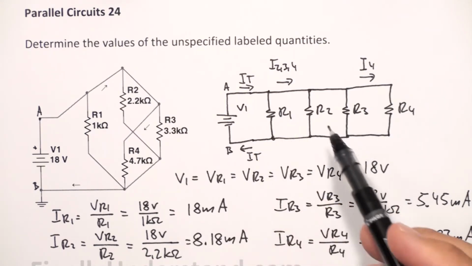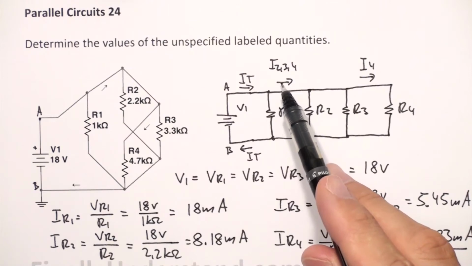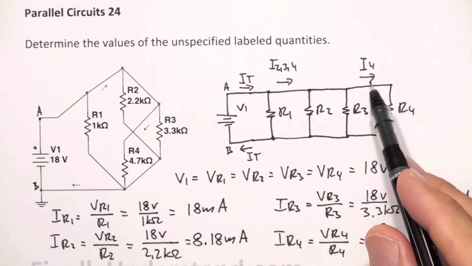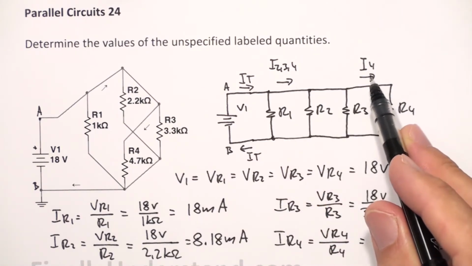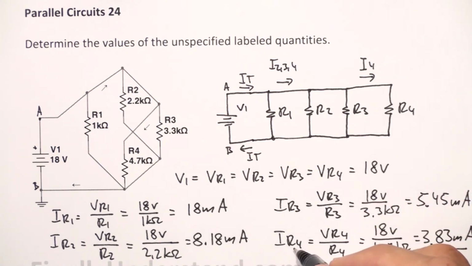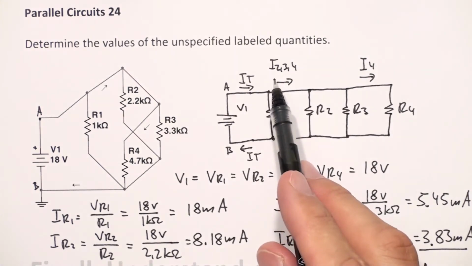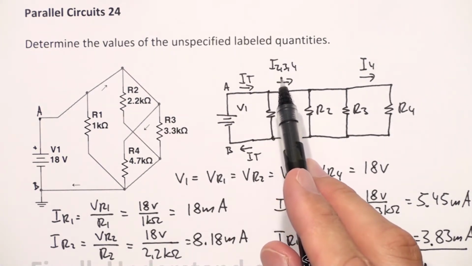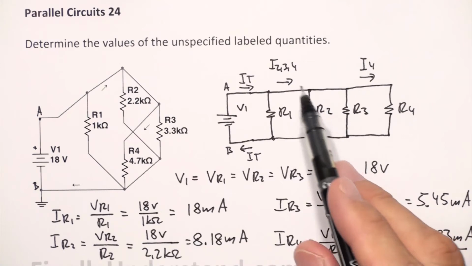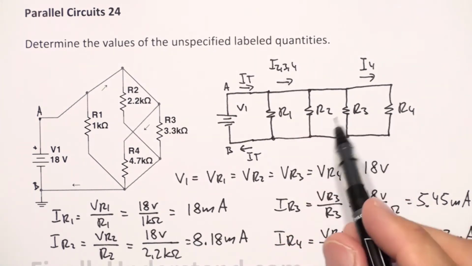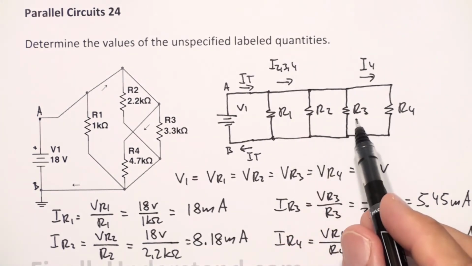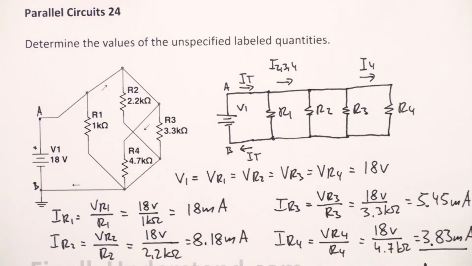I total. We're supposed to find I2, 3, 4. Okay, and we found already I4. I4 is equal to IR4. This is the same thing. Okay, so next we are going to find the current I2, 3, 4. It means this is the sum of the currents IR2, IR3, and IR4.